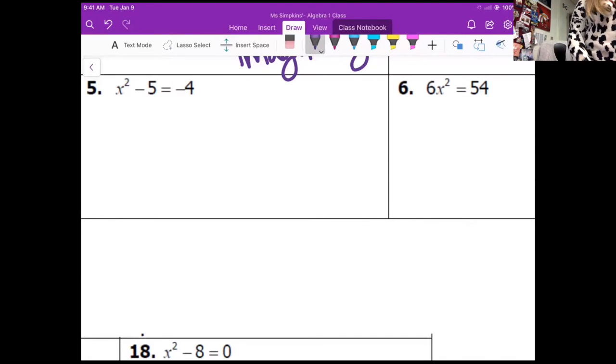So Selena, 6 is being multiplied by x squared. So you want to do the opposite, which would be divide it. So you've got to divide by 6 before you try and take the square root.